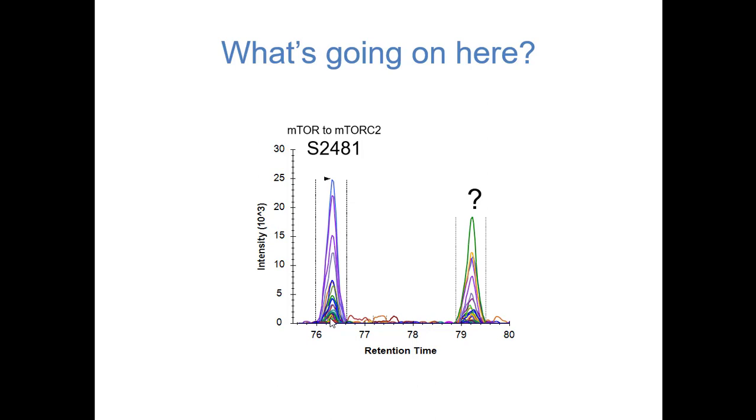Here's another example. So this is actually a phosphopeptide. This is a phosphopeptide from mTOR. So we've got a really nice signal here and a really nice signal here. Which one is the peptide? Well, I know that this one is the peptide, but what's that other signal from?